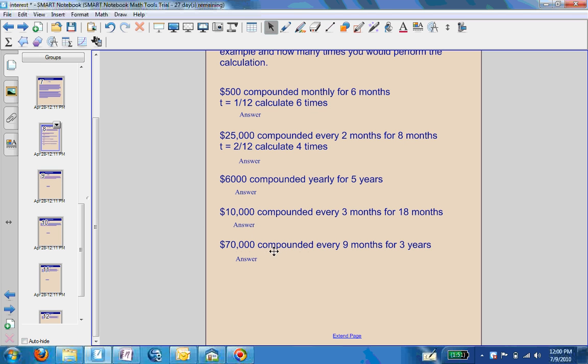And then we're compounding every 9 months here, so T is going to be 9/12. Again, months, you put over 12, and we're going to do it for 3 years. So in this case, T is 9/12, and we're going to calculate 4 times. You can take the 3 years and see how many 9 months there are in 3 years.